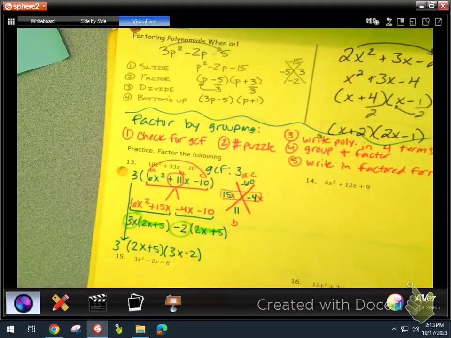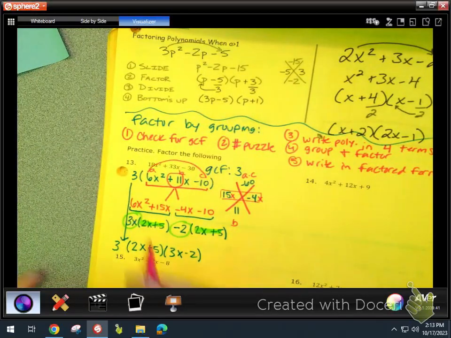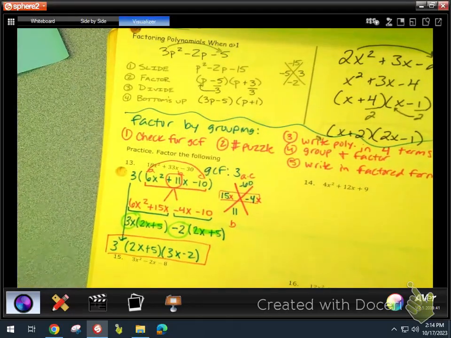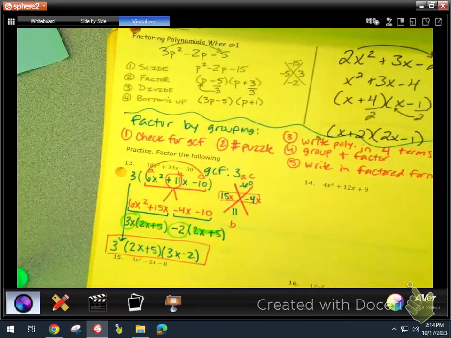3x minus 2. That's kind of easy. It's a process. It's not terribly hard to do. It is just a process. There's a lot of thinking. There's a lot of room for error. Here is my most favorite thing about grouping.